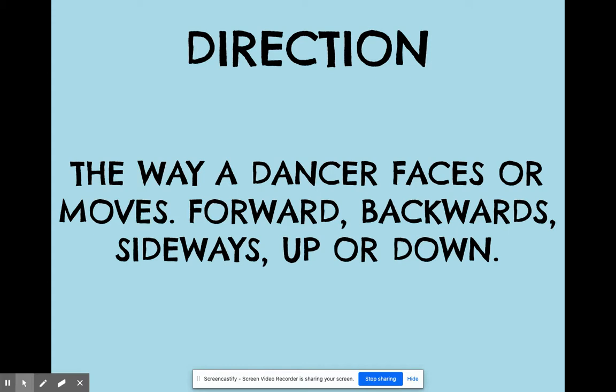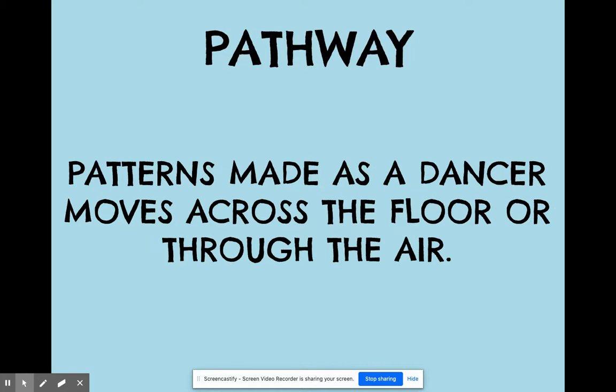So when you are choreographing a dance, you'll indicate the direction, like move forward, move back, move side, move up, move down. The pathway is the pattern made across the floor. Okay, so this is where you imagine that you are leaving footprints on the floor as you move, and then those footprints that are left behind at the end of the dance are your pathway.